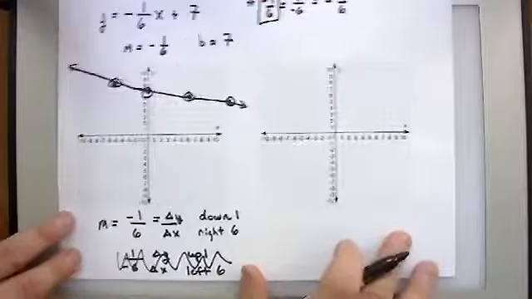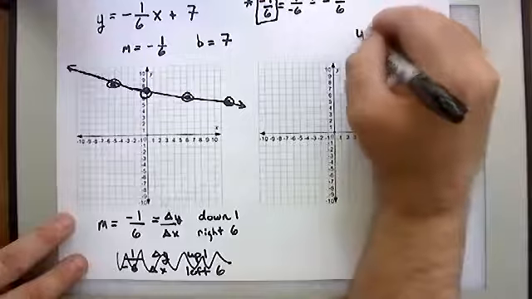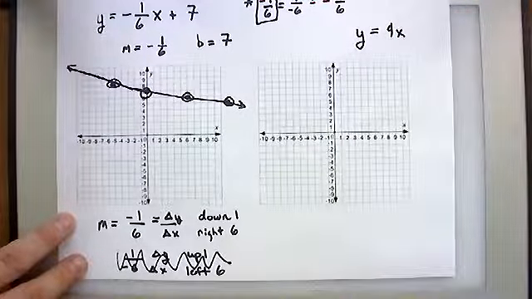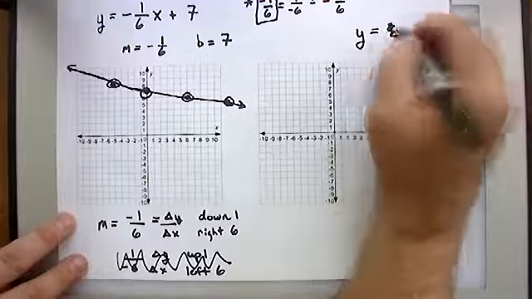All right, so let's try another one. What if I said y equals 4x? Just 4x, nothing else. Let me rewrite that. That looks kind of ugly.